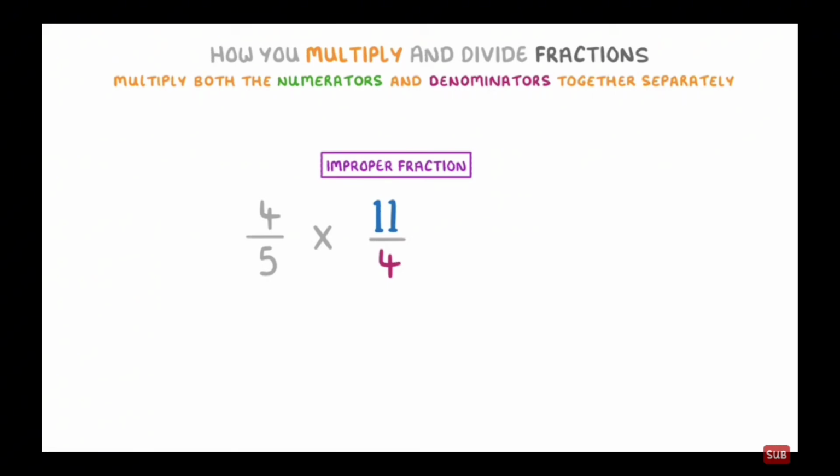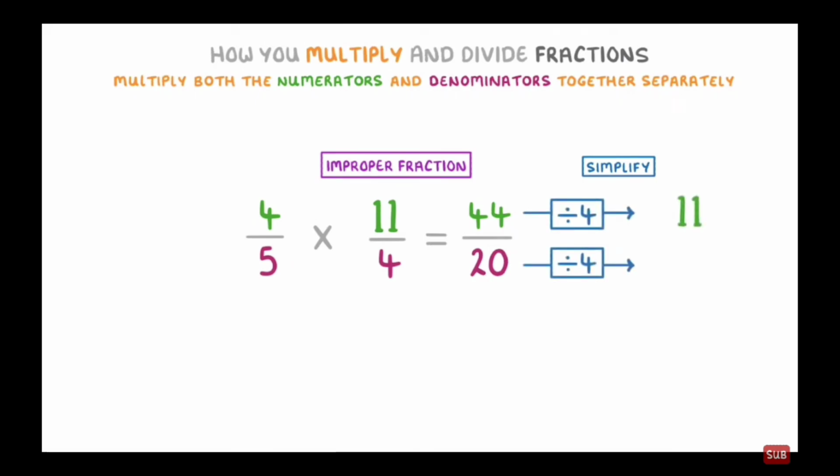Then we can just multiply 4/5 by 11 over 4 like in our other examples. So 4 times 11 is 44, and 5 times 4 is 20, which gives us 44 over 20. And then we can simplify that by dividing top and bottom by 4 to get 11 over 5.